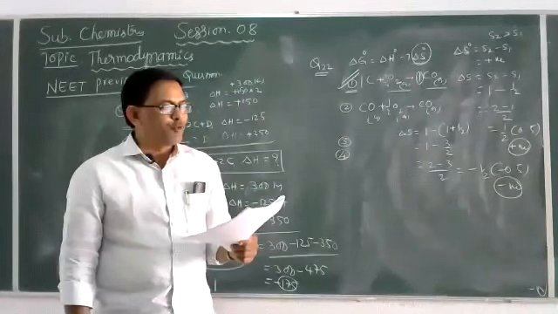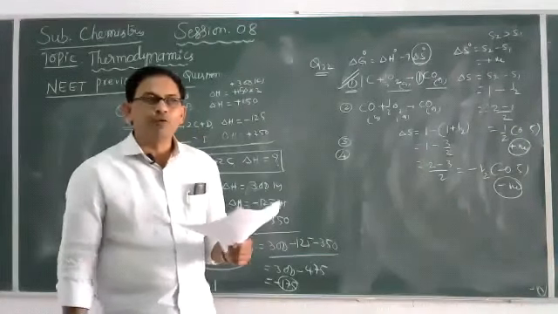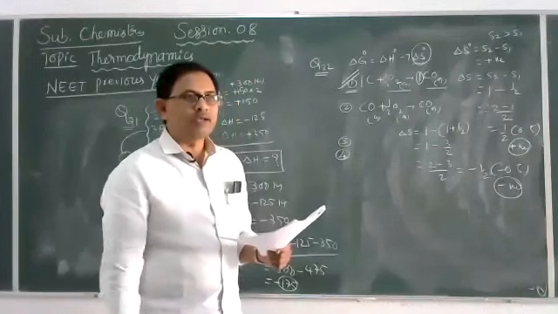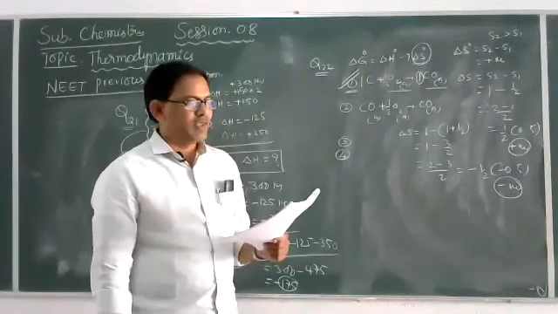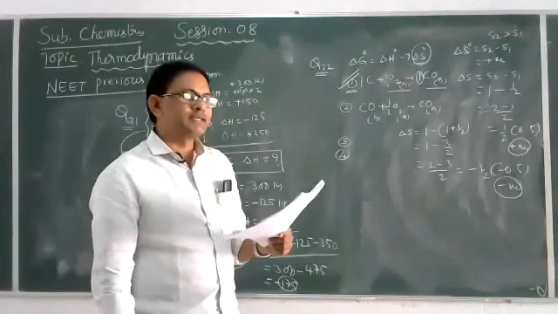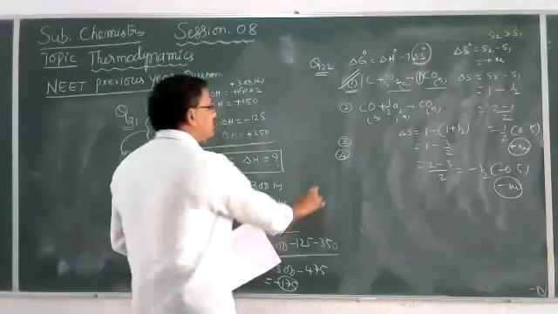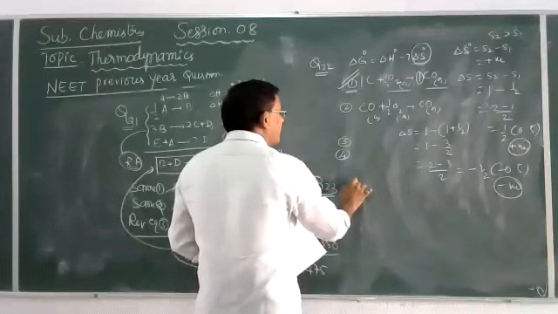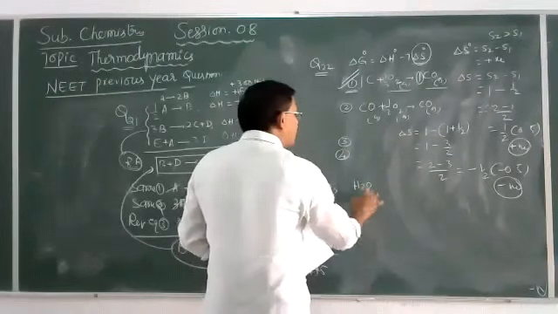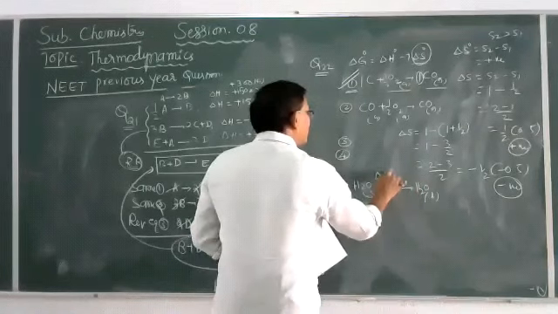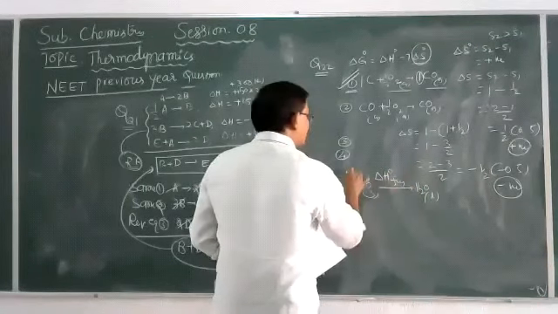23rd, enthalpy of fusion of water. We know already fusion means solid water is converted into liquid. In that case, the molar enthalpy change for melting of ice at 0 degrees Celsius is. This is also directly explained in previous numbers. H2O solid is converted into H2O liquid. This is called enthalpy of fusion.